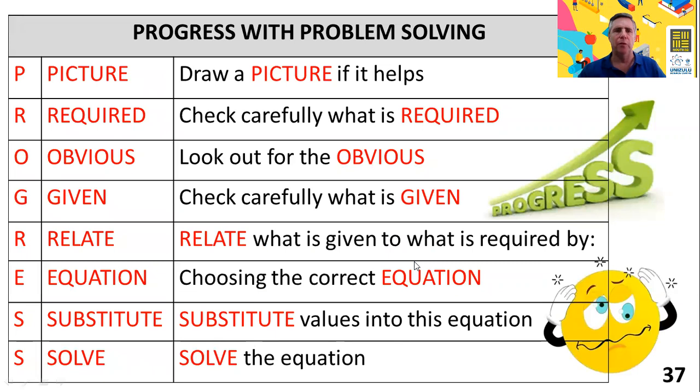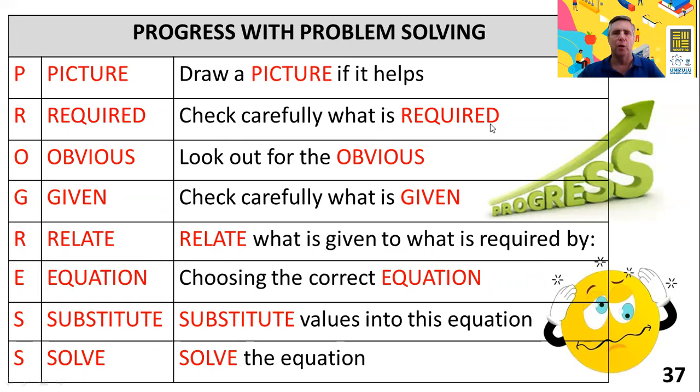And remember on page 37 at the start of this section on solving equations, I introduced my progress method. Now, of course, you don't have to use this every time, and if you're confident, that's fine. But if you're stuck, it will really help you to get started in solving a question. So P stands for picture. Draw a picture if it helps, and it often does in momentum questions, just to keep track of all the bodies, masses, and velocities.